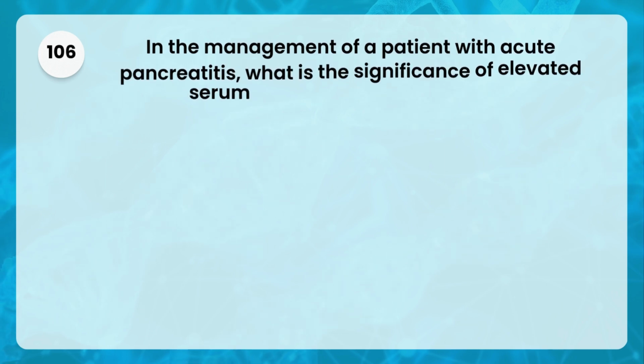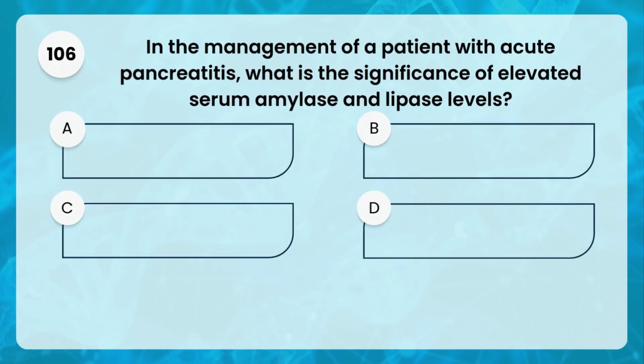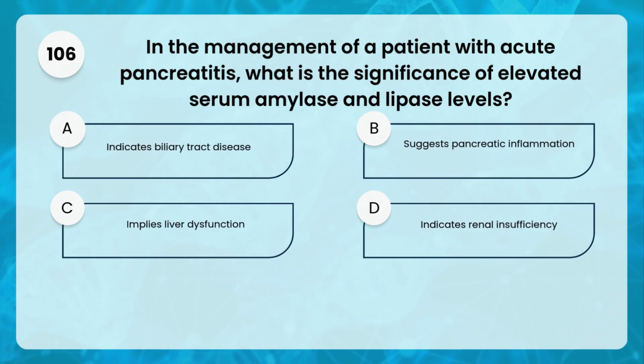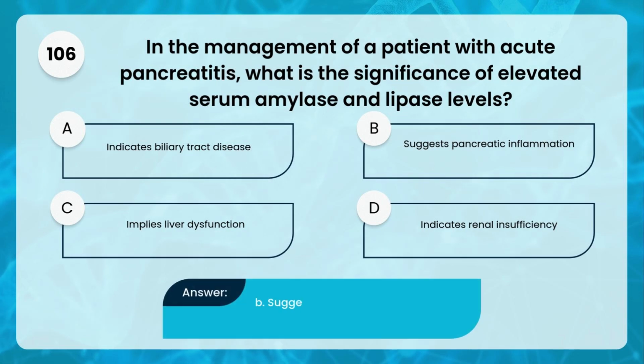106. In the management of a patient with acute pancreatitis, what is the significance of elevated serum amylase and lipase levels? A. Indicates biliary tract disease. B. Suggests pancreatic inflammation. C. Implies liver dysfunction. D. Indicates renal insufficiency. The answer is B. Suggests pancreatic inflammation.